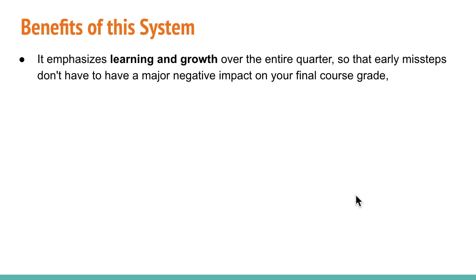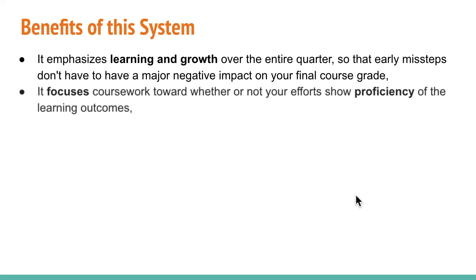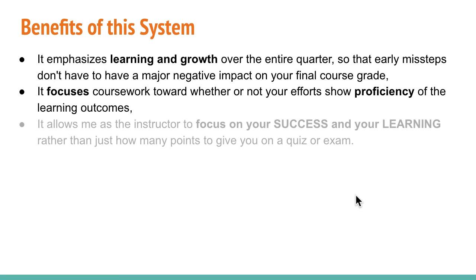Number one, this system emphasizes learning and growth over the entire quarter so that early mistakes or missteps don't have to have a major negative impact on your final course grade. So if you start off slowly, you can still recover if you catch up and continue to show proficiency. This system will focus coursework toward whether or not your efforts actually show proficiency of the learning outcomes in the course, which is important. If you haven't learned the outcomes in the course, then you really haven't succeeded in the course.